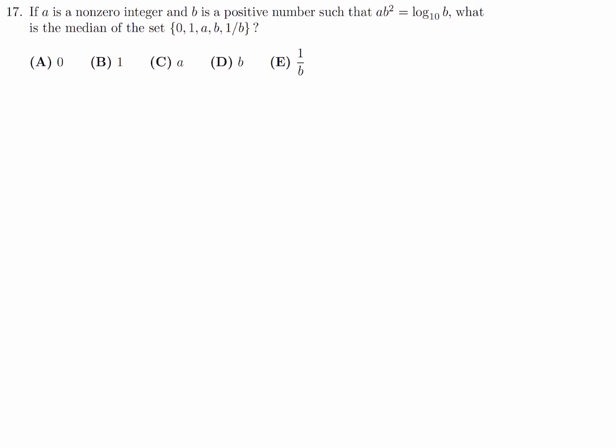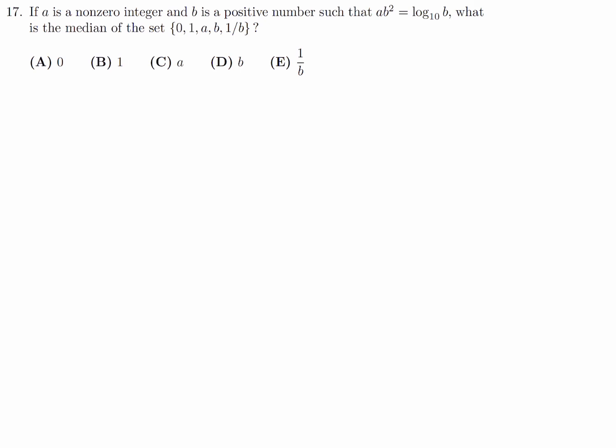If A is a non-zero integer and B is a positive number such that AB squared is equal to the log of B to the base 10, what is the median of the set 0, 1, AB, 1 over B? So the best way to approach this is by casework, and here we go.